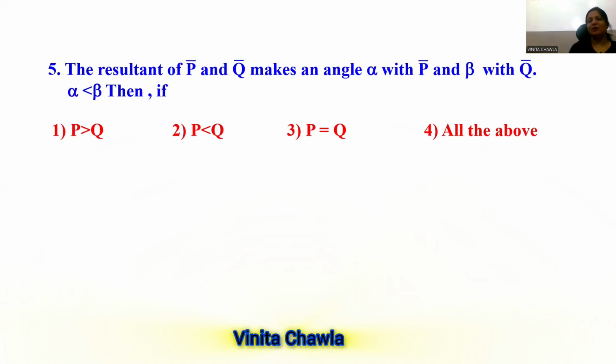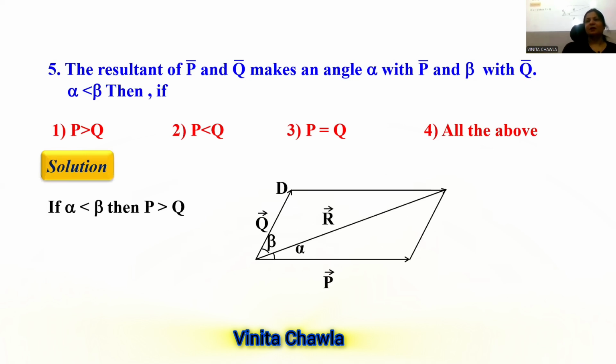Alpha with P and beta with Q, alpha is less than beta. अगर अल्फा बीटा से कम है तो कौन सा वेक्टर बड़ा होगा P और Q में? अल्फा वो एंगल होता है which resultant vector makes with the first vector, and beta is the angle which resultant vector makes with the second vector. इस बेसिस पे P greater than Q बोलते हैं. और कुछ मैथमेटिकली आप इसको प्रूव कर सकते हो.